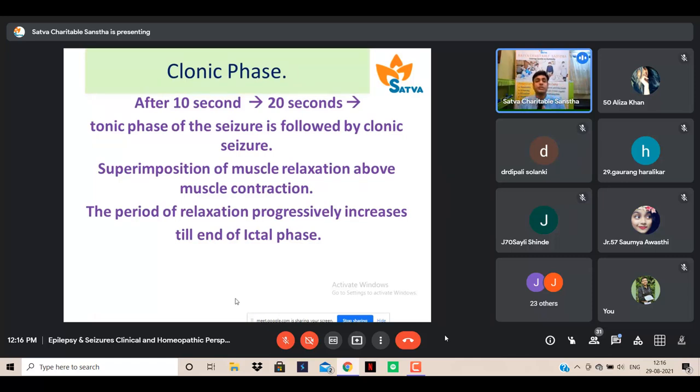After the tonic phase is over, there is a clonic phase. After 10 to 20 seconds, the tonic phase settles down. There is a clonic phase where there is muscle relaxation alternating with muscle contraction, which means the body is contracting and then there is relaxation. The period of relaxation progressively keeps on increasing till the end of the ictal phase. When a tonic phase is there, this is complete contraction, and when there is a tonic-clonic, there is contraction, relaxation, contraction, relaxation, contraction, relaxation.